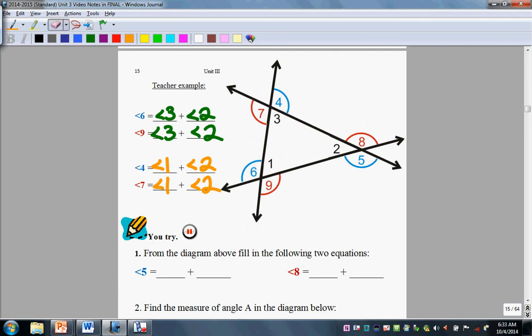Alrighty, students, let's see how you did here. Angle 5. Angle 5 is out here, and the remote interior angles right here, you should have marked 3 and 1. Angle 1 and angle 3 are the remote interior angles and add up to 5. There we have angle 8. And the remote interior angles of angle 8 is again angles 1 and 3.